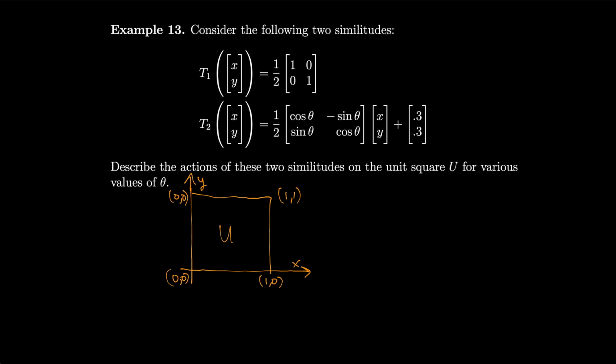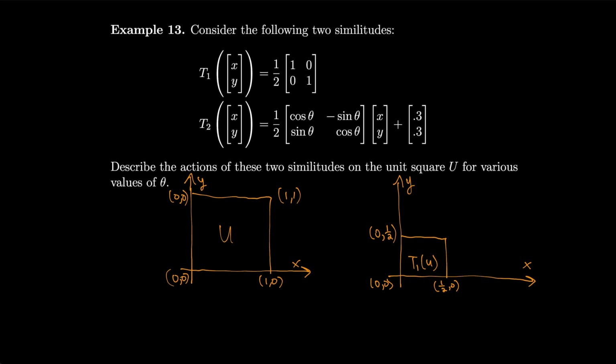Let's do it. We'll draw this out. So here's x and y, and I'll shrink it to a half. This is T1, oops, T1 applied to u. So here's 0, half. Here's 0, 0. And here's half, 0.